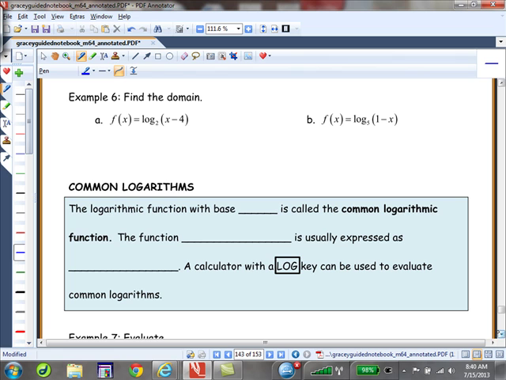Find the domain. So we know the domain is all positive real numbers. So here we set x minus 4 greater than 0. x has to be greater than 4. So in interval notation, we're going to go 4 to infinity. You guys try part B.